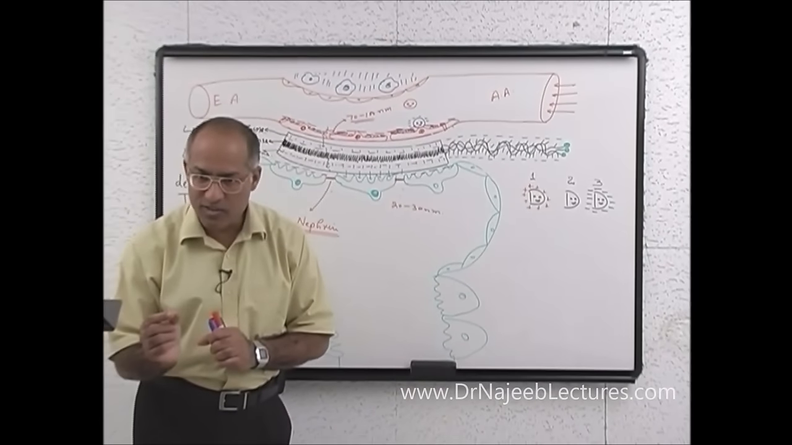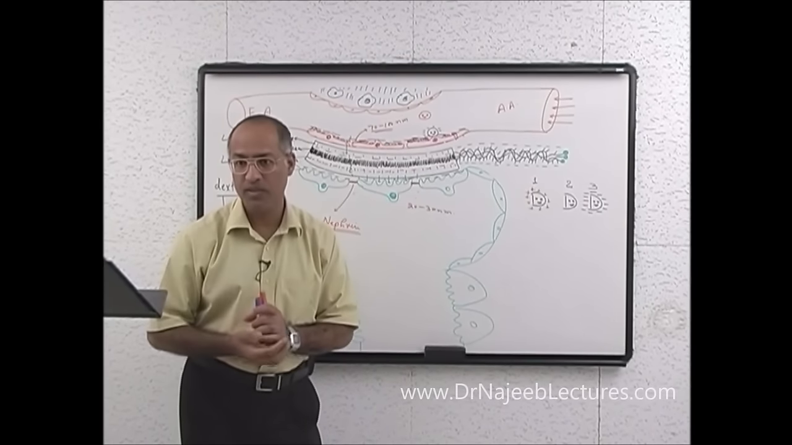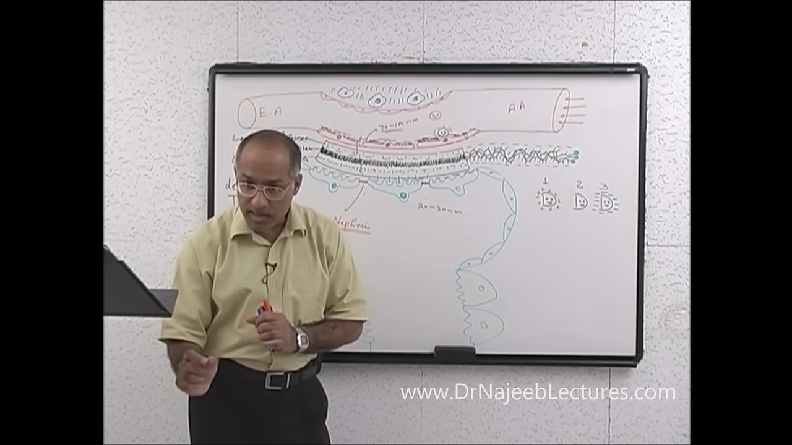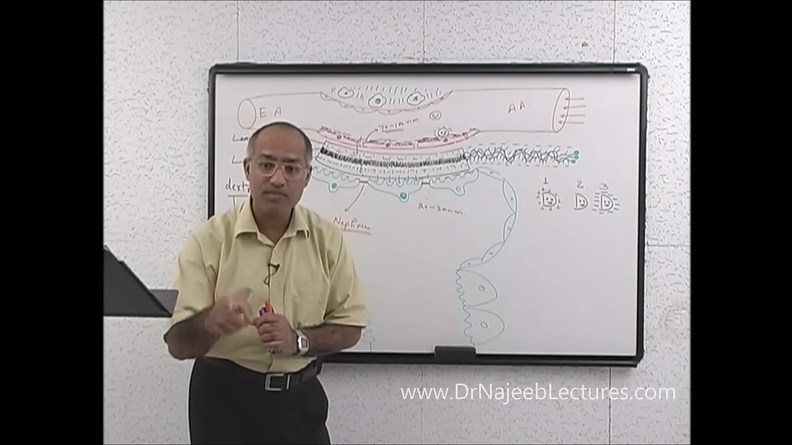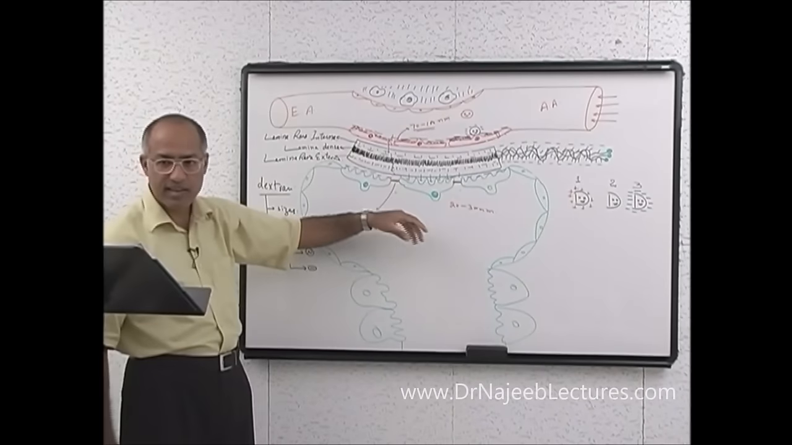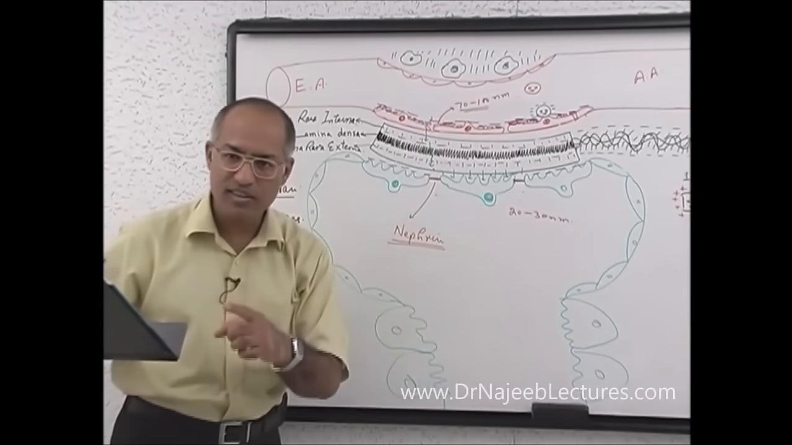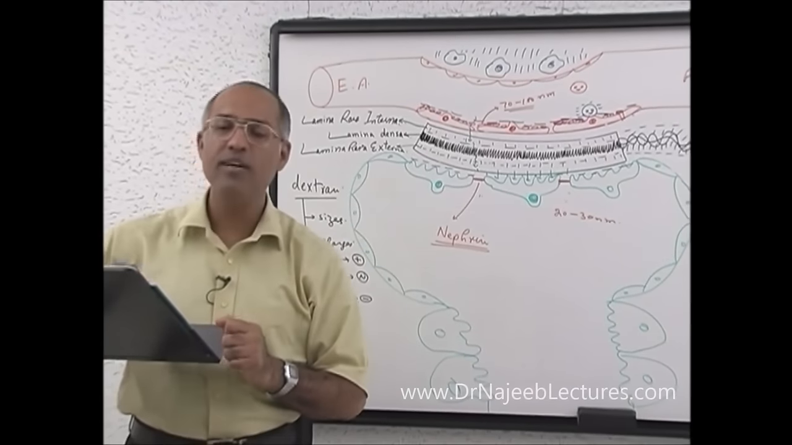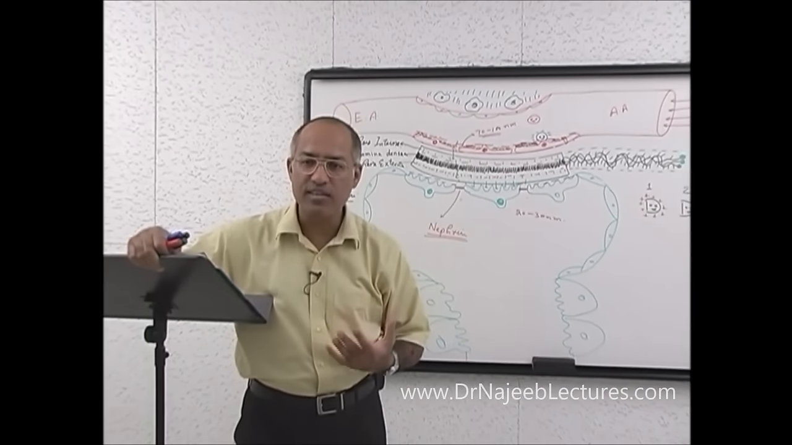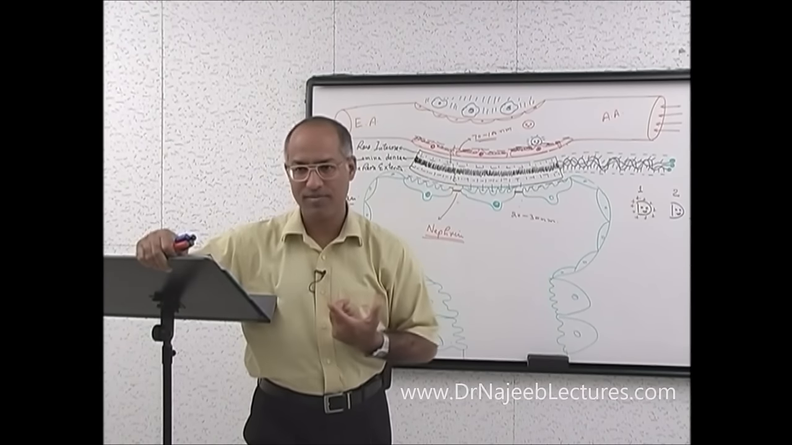It means that filtration not only depends on the size, but also depends on the charge. Number one, smaller size molecules will filter more, larger size molecules will filter less. Number two, cationic molecules will filter more and anionic molecules will filter less. It means that anything which has to filter through this finds two types of barrier: one is the size barrier, another is the charge barrier. That is why we say that glomerular capillaries act as a size and charge barrier system for filtration.